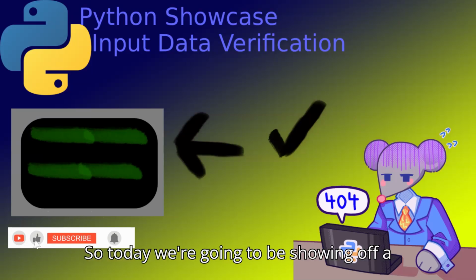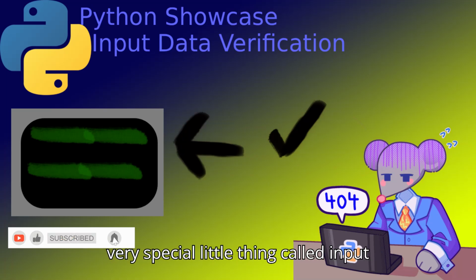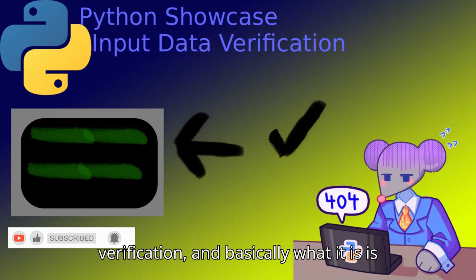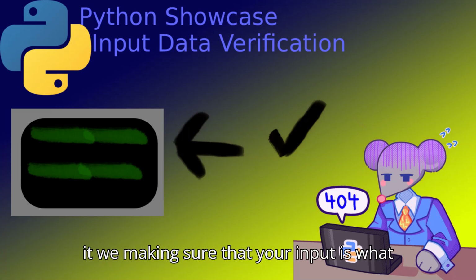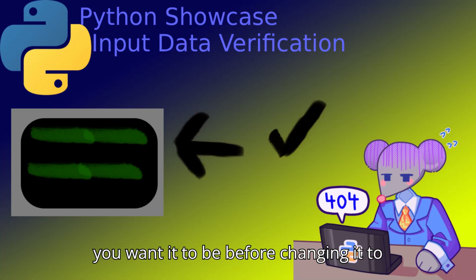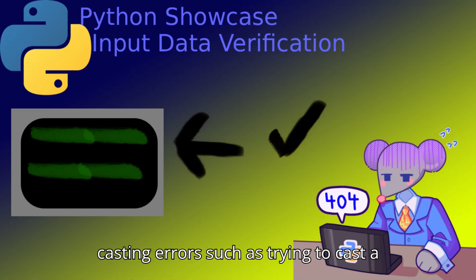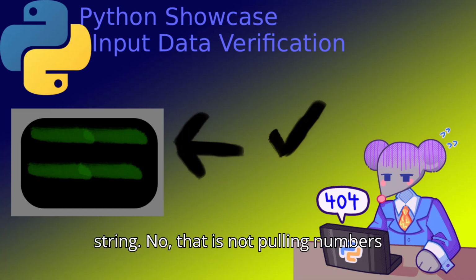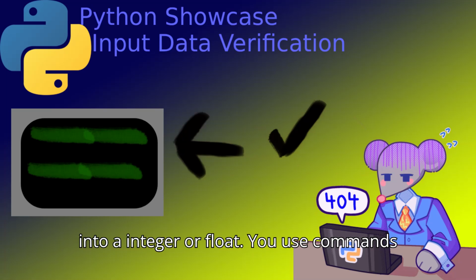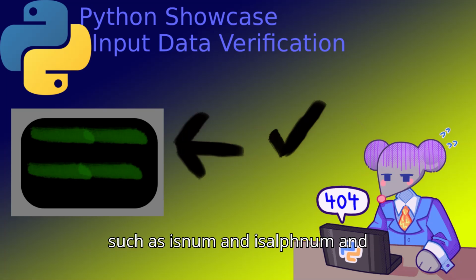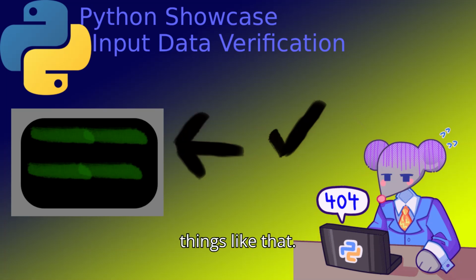So, today we're going to be showing off a very special little thing called input verification. Basically, it is making sure that your input is what you want it to be before changing it to a different type of data. This avoids casting errors, such as trying to cast a string that is not purely numbers into an integer or float. You use commands such as isNum, isAlphaNum, and things like that.